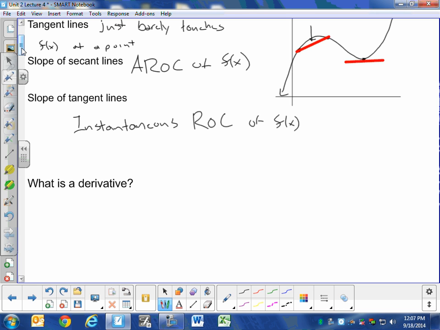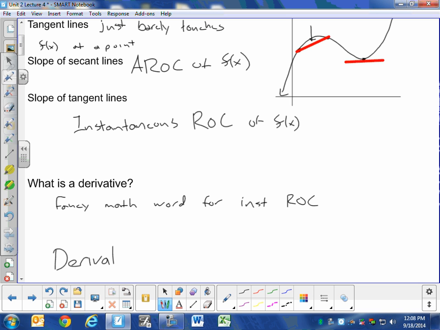And that's what a derivative is. A derivative is a fancy math word for instantaneous rate of change. But instantaneous rate of change is also a fancy couple of math words for just the slope of a tangent line. So now we have three things that are equivalent to each other.